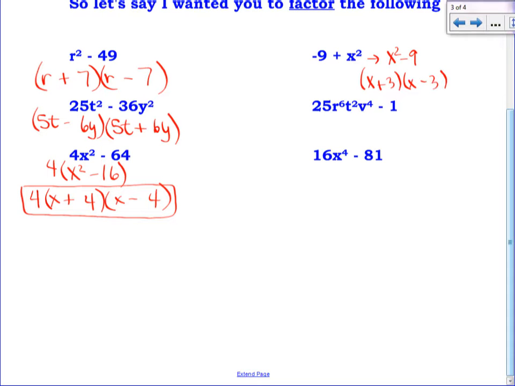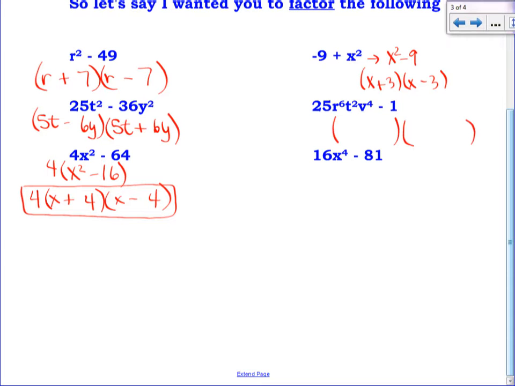These tend to be the easiest ones to factor, but because we learn them at the beginning of the chapter, kids forget how to do them when we get to the test. So just remember, when you have two terms and they're perfect squares and you're subtracting them, you can always use this. All right, so this one, we can't take anything out.